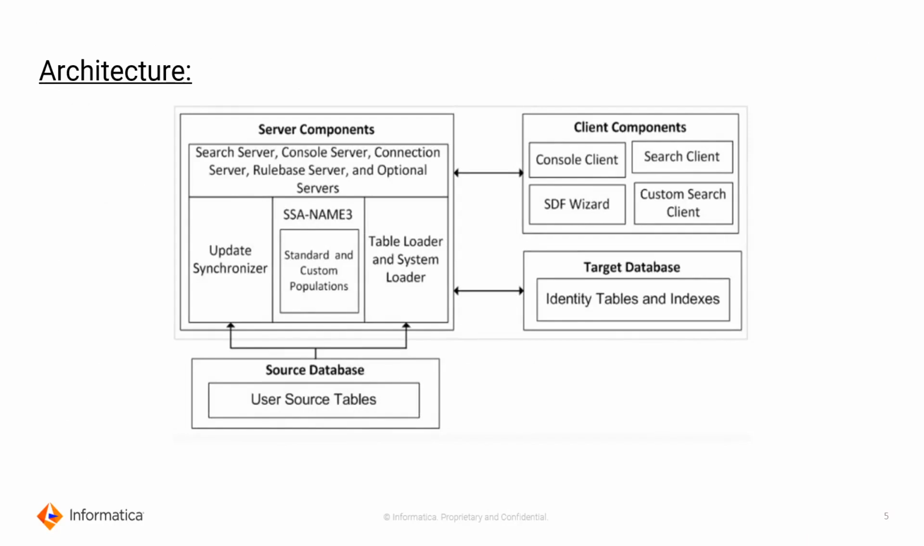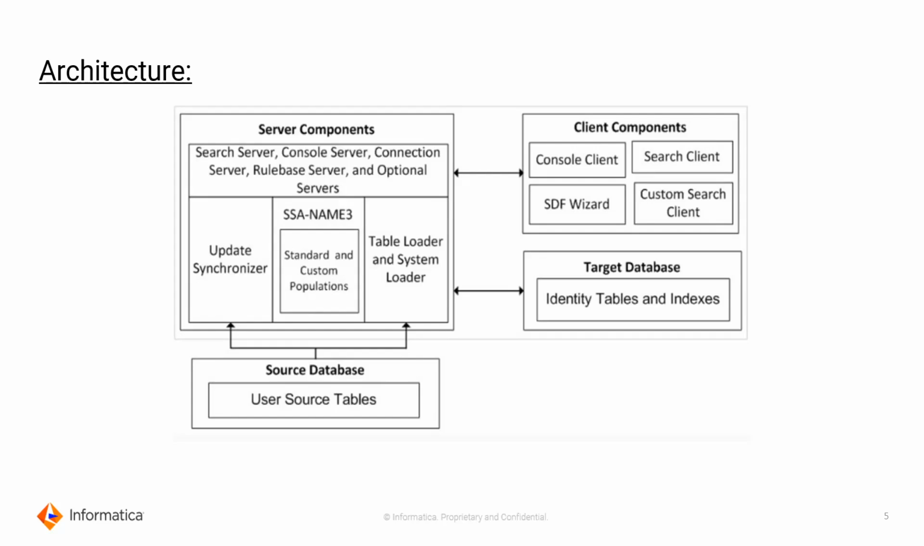It consists of server components, client components, source database and target database. Source database consists of all the user tables, and target database is where we will create identity tables and indexes. Identity table will be created based on the match rule and match set you define, and after performing the load operations, data from the source database is loaded to the target database.